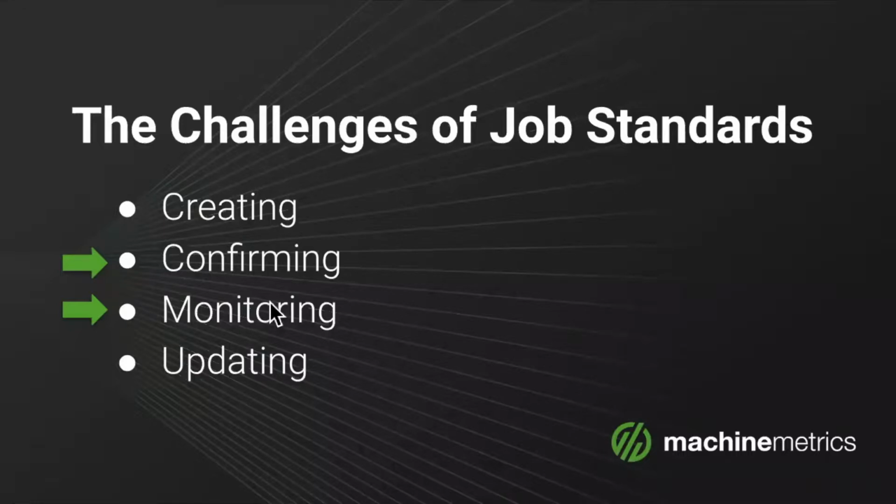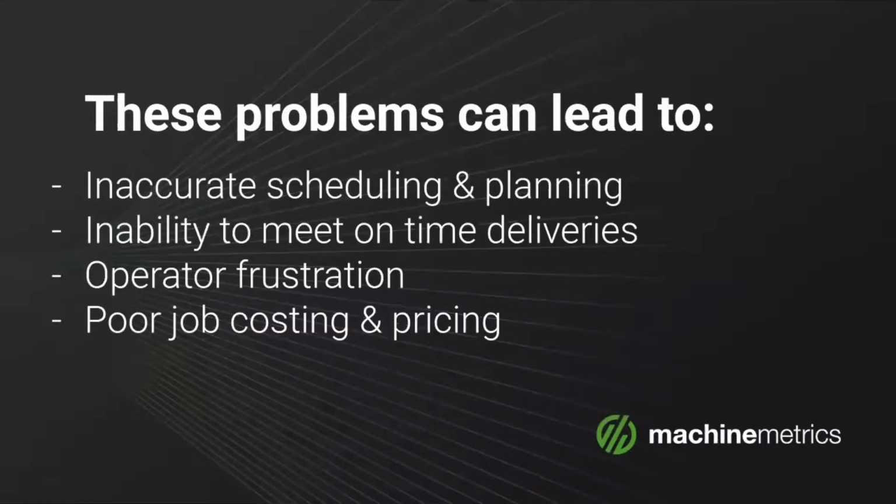And what MachineMetrics is able to do, and we'll be talking about how we're able to do this, is help you confirm your standards and monitor them over time to know when you need to do updating. And so really, these are the two places where the data sits, and that allows you to then create workflows around updating those standards.